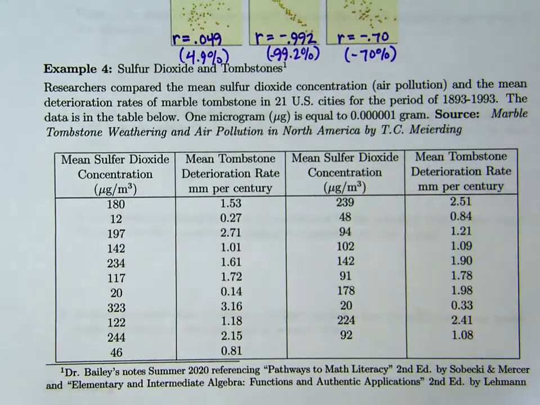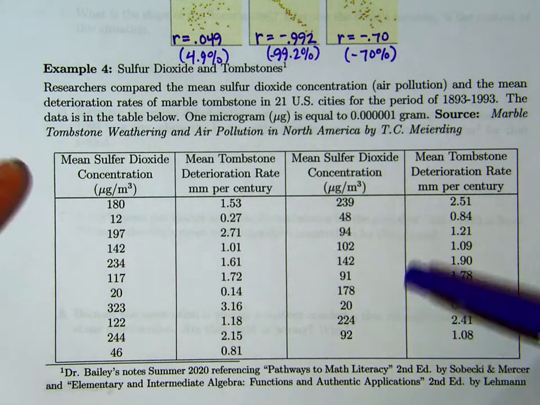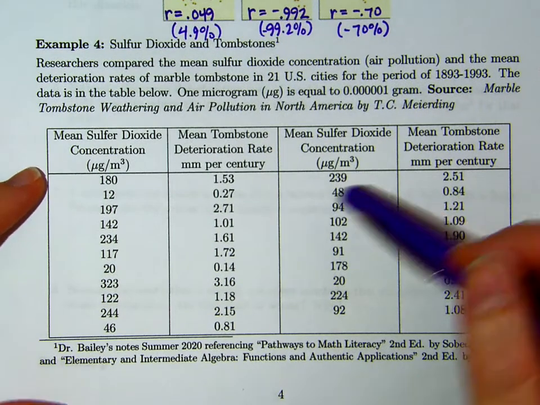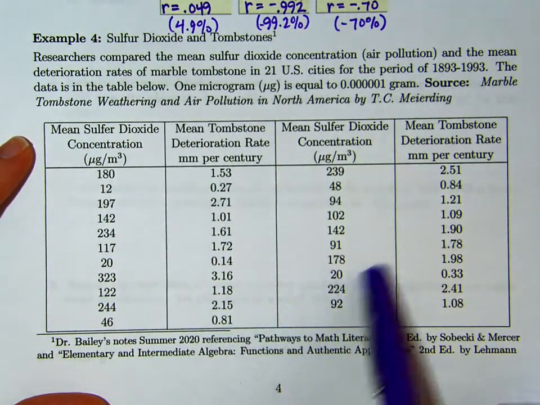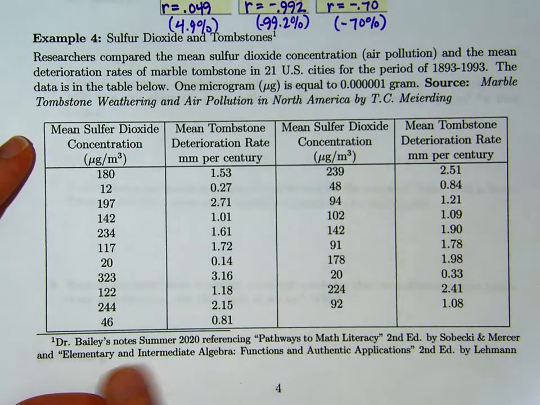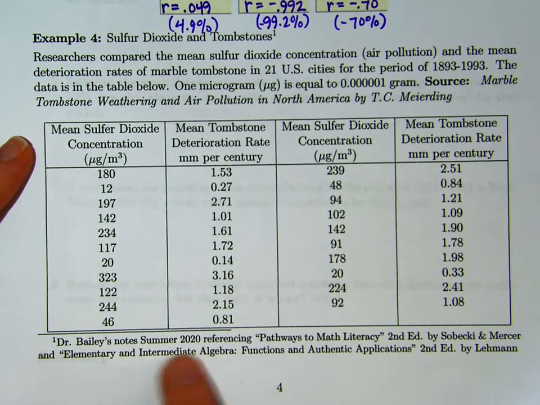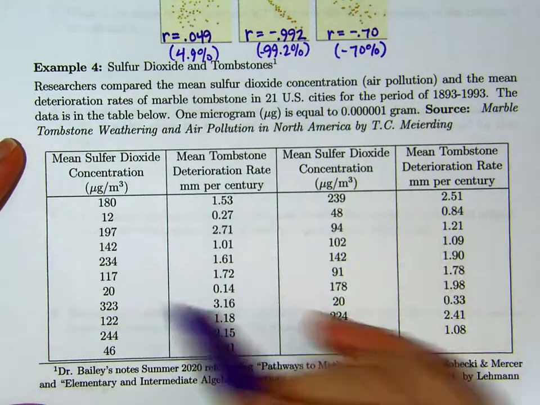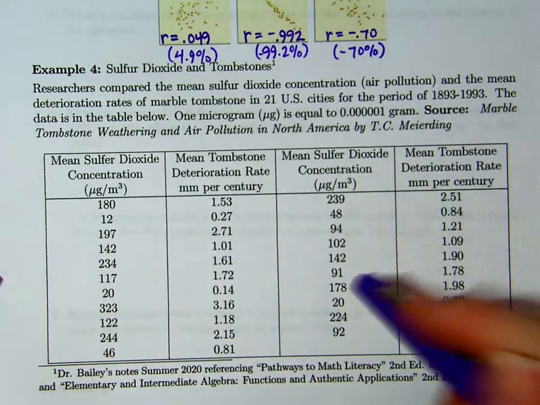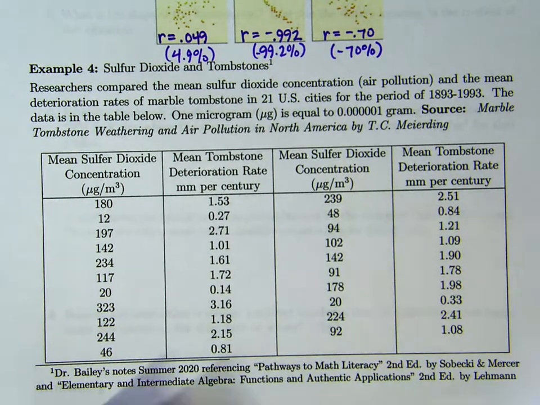Let's take a look at this last example from this section. Sulfur dioxide and tombstones. Now, I need to make a quick little shout out, because although we use Mercer and Zabecki, and I do like that book, this data set comes from this other textbook that I like: Elementary and Intermediate Algebra, Functions and Authentic Applications by Jay Lehman. He has some really fabulous data sets. I found this one very interesting, so I plucked it right out of there.